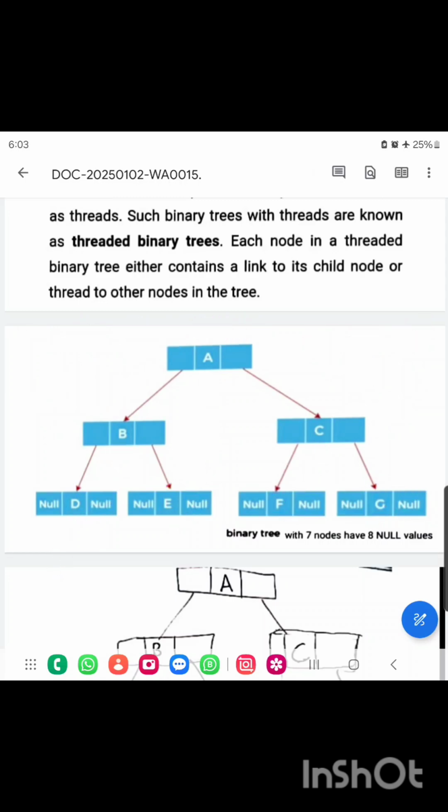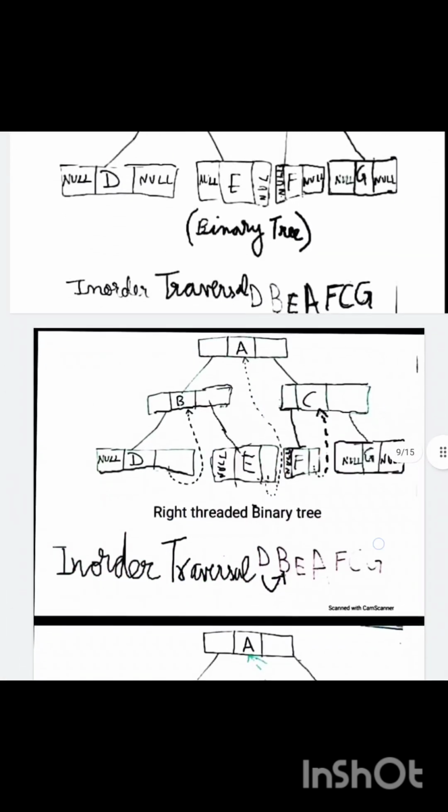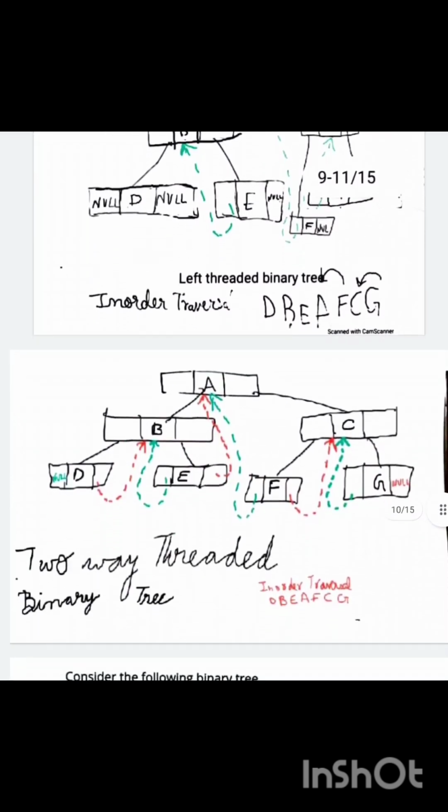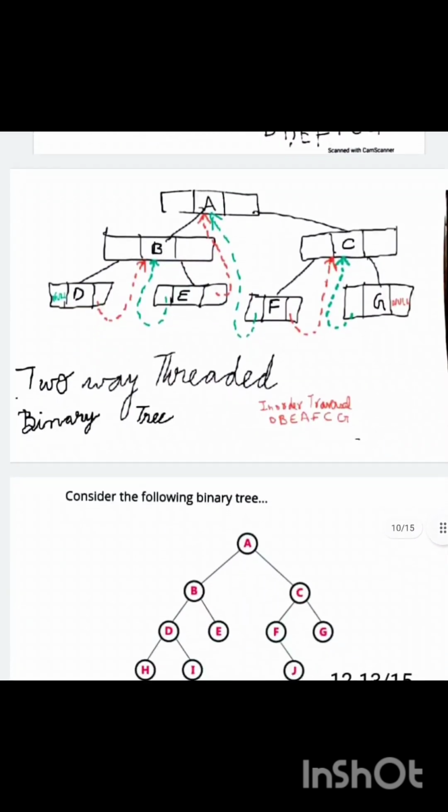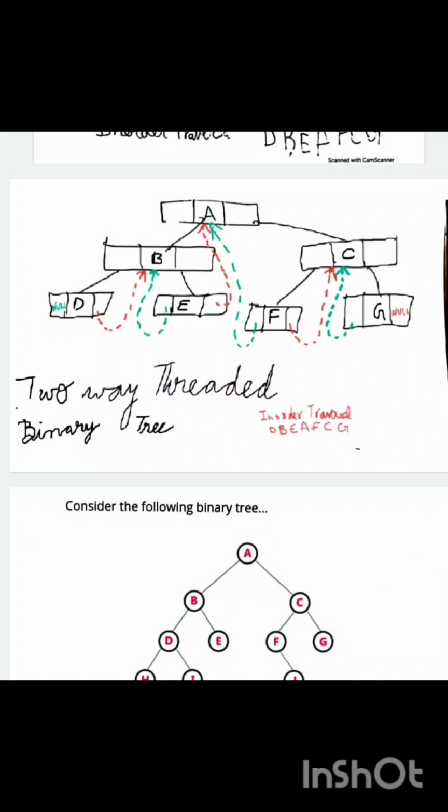Now we also have two-way threading. So what is there in a two-way threading? In the two-way threading, the same tree is shown, and in this we will be adding both. We will be adding the right threads also and the left threads also. So this is the in order which is given. The in order that is given is the same, D, B, E, A, F, C, G. And now we have shown the left threads as the green color, and the right threads in the red color. So can you see? So we have applied both right threading as well as left threading.